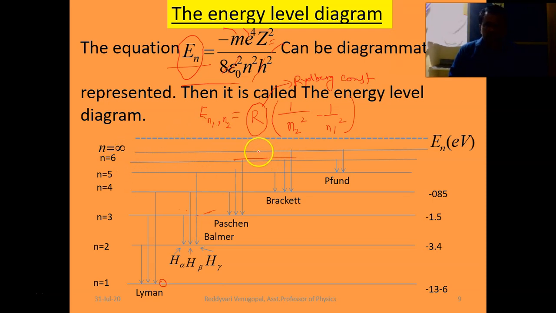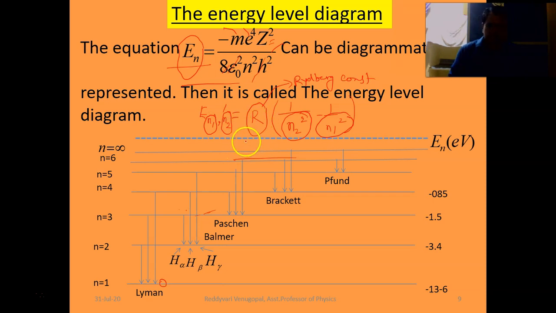So when an electron jumps or takes a transition from the orbital which has n2 principal quantum number to an orbital or an energy state of n1 principal quantum number, the energy emitted is taken care of by En1,n2, where n1 is the lower energy state and n2 is the higher energy state.